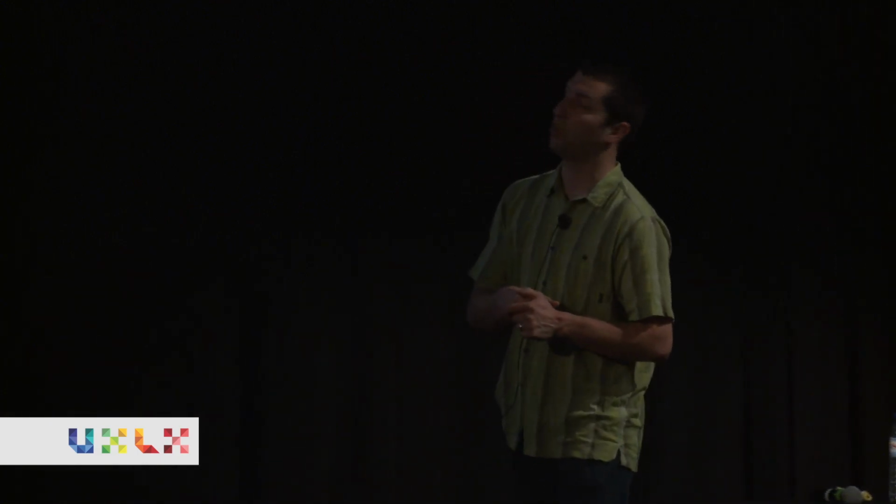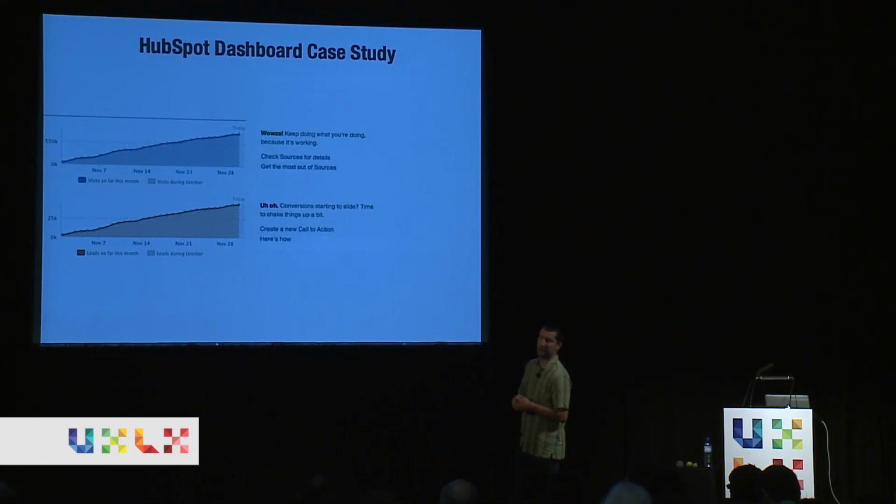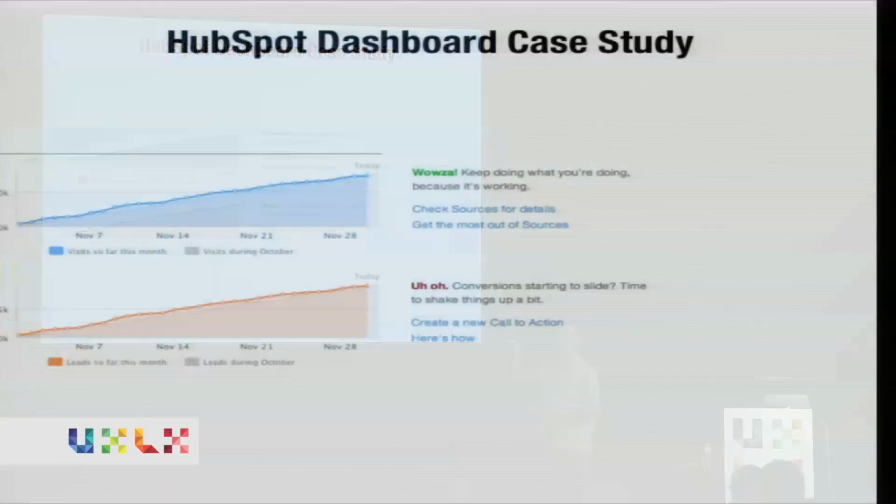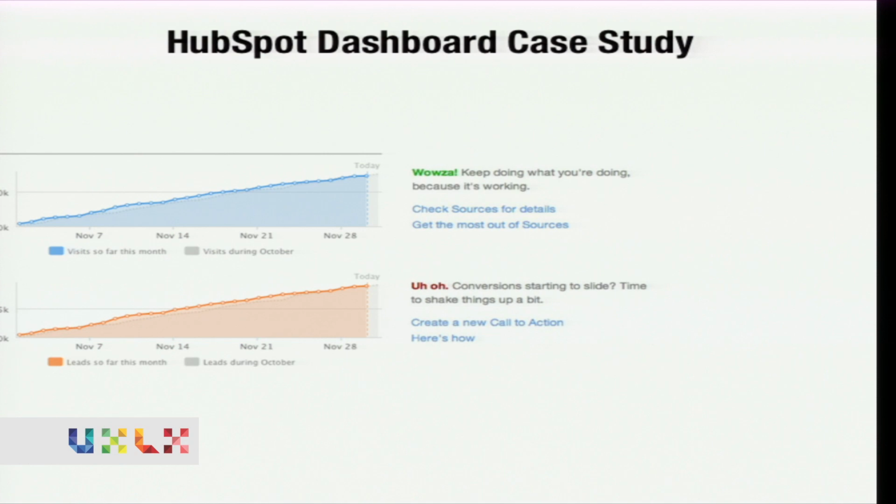Here's another example. When things weren't going so well, like when those graphs were getting low and leads and traffic weren't going up, we'd say, uh-oh, conversion's starting to slide. Time to shake things up a bit and do some other task to get your visits and leads back up. So we were course correcting people whose marketing wasn't particularly working at that point, and saying, you should try these other things.